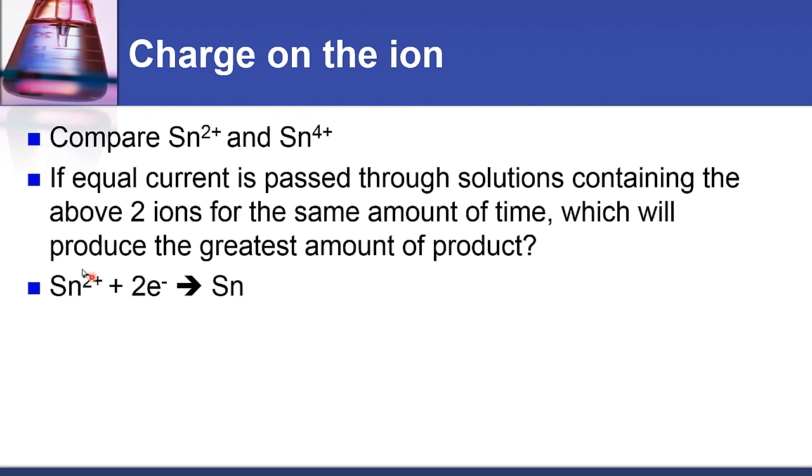Well, Sn2+ requires 2 moles of electrons to form 1 mole of Sn. Sn4+ requires 4 moles of electrons to produce 1 mole of Sn. So if you pass the same current for the same time, then Sn2+ would produce twice as much product, or Sn4+ would produce half as much. And the reason is that Sn2+ requires 2 moles of electrons, and Sn4+ requires 4 moles.